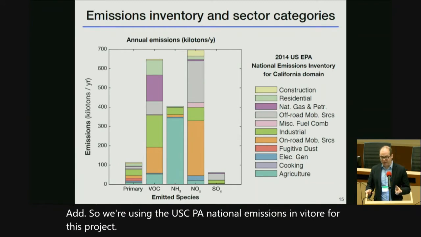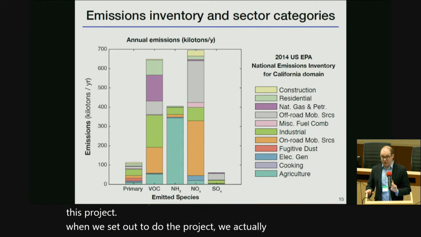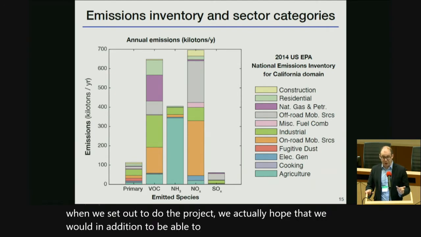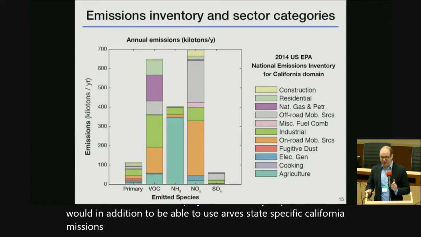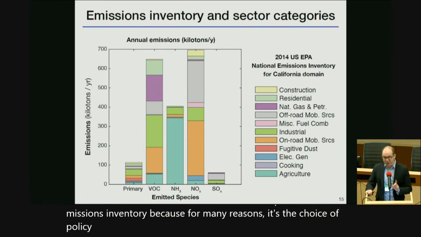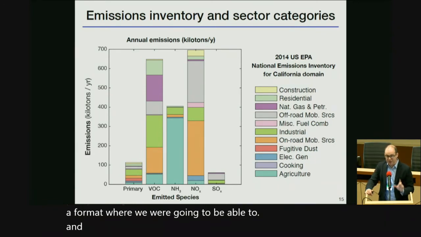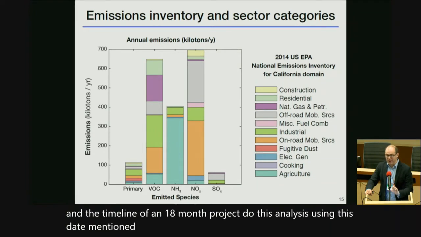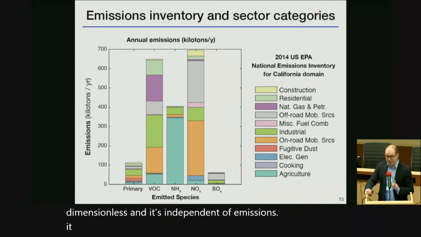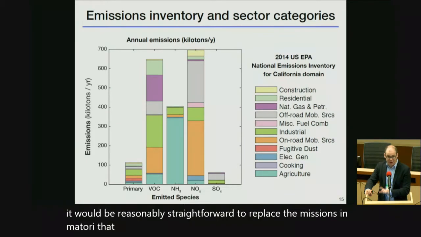When we set out to do the project, we actually hoped that we would, in addition, be able to use ARB's state-specific California emissions inventory, because for many reasons, it's the choice of policymaking here in California, but the data were not available in a format where we were going to be able to, on the timeline of an 18-month project, do this analysis using the state emissions inventory. But because intake fraction is dimensionless and it's independent of emissions, it would be reasonably straightforward to replace the emissions inventory that we've used, the US EPA National Emissions Inventory, with a state emissions inventory.